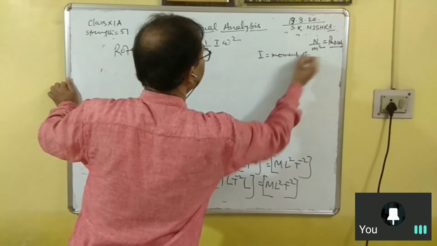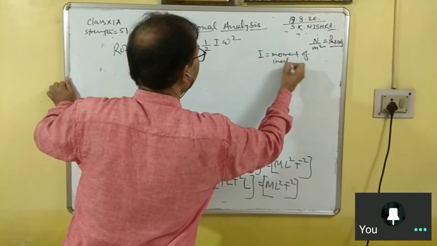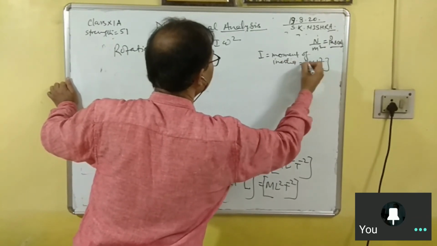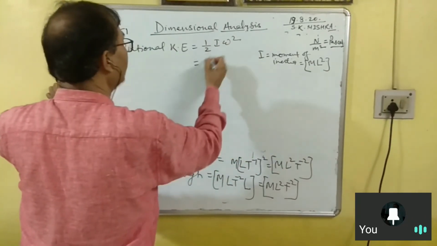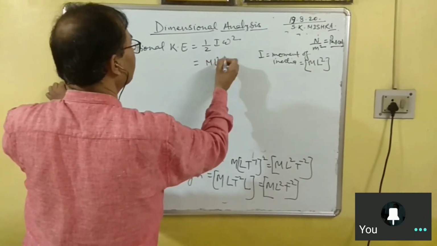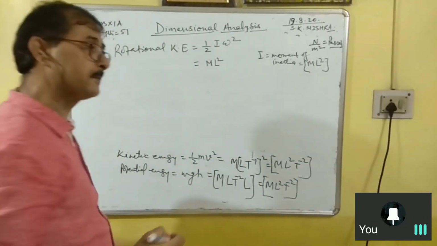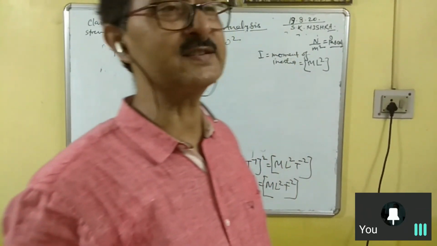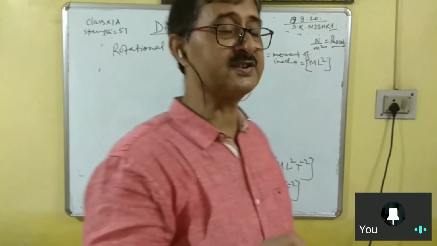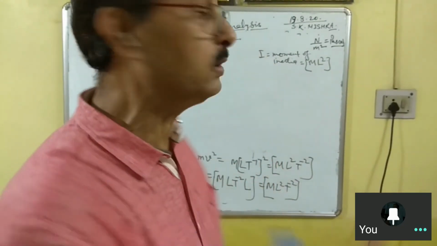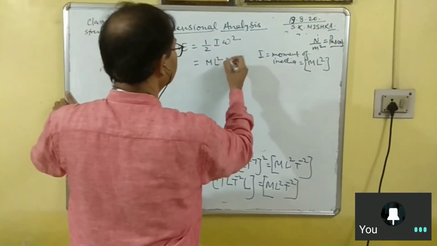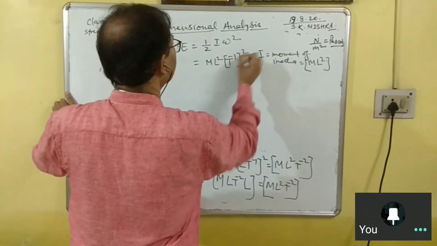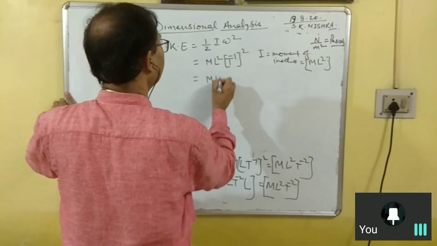Moment of inertia has dimension ML². So write the dimension of I, which is ML², and then what is the dimension of omega? Omega is dθ by dt. dθ has no dimension. dt means T, so 1 by T, that is T raised to minus 1. So this is T raised to minus 1, squared. Square it. So what do you get? ML²T⁻².